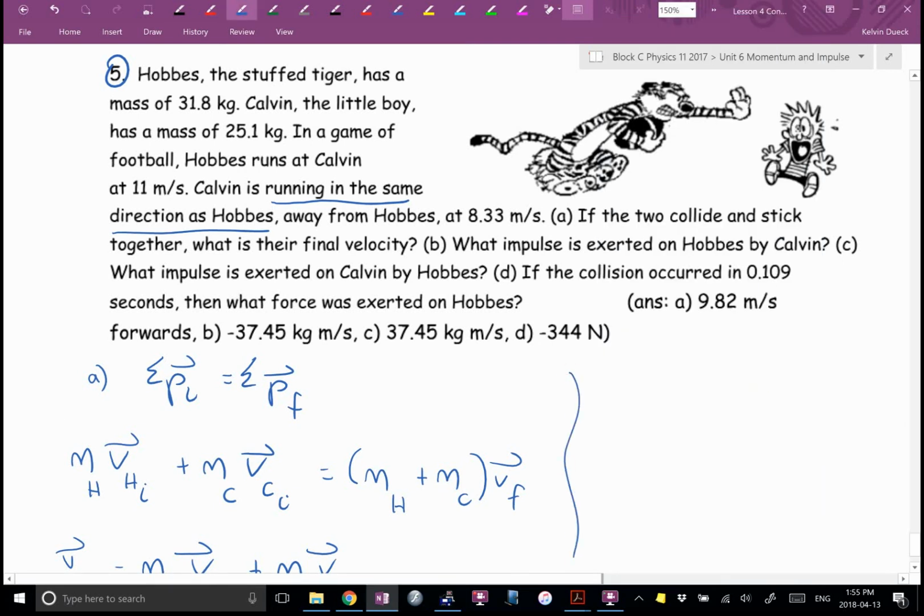Where people are having trouble with is with B, because B is so easy that it's tough. Christy, what does B want me to find? On who? Hobbes. What's another word for impulse? Yeah. You know what? I'll write this down. And I'll even put an H for Hobbes. How can I find impulse? Lots of ways. What did I find, Christy, in part A?